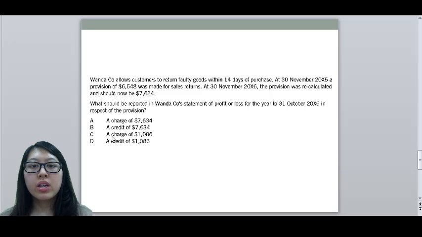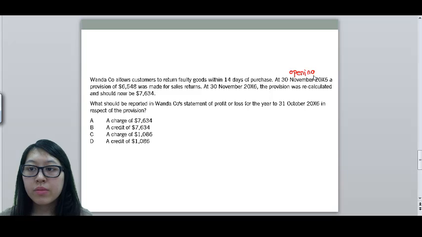Let's take a look at this one. Wanda Co. allows customers to return faulty goods within 14 days of purchase. At 30 November 2005, a provision of $6,548 was made for sales returns. At 30 November 2006, so this is a year later, the provision was recalculated and should now be $7,634. What should be reported in Wanda Co.'s statement of profit or loss for the year to 31st October 2006 in respect of the provision? Let's make some notes here.